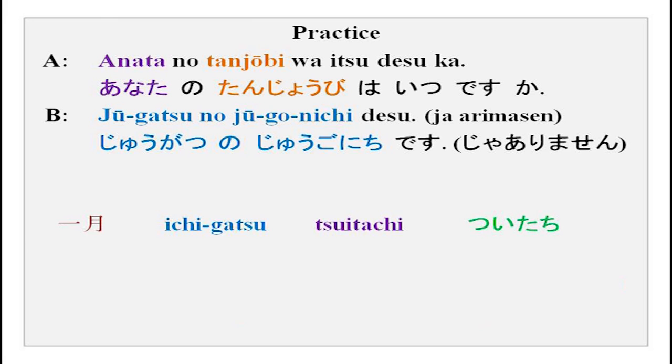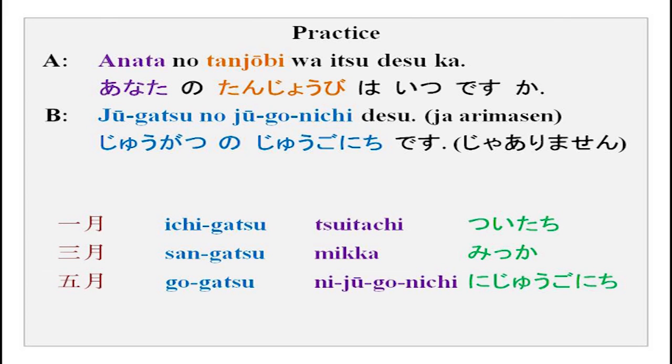Ichigatsu suitachi, sangatsu mikka, 5月25日, 8月2日. And you can answer in desu or dewa arimasen.